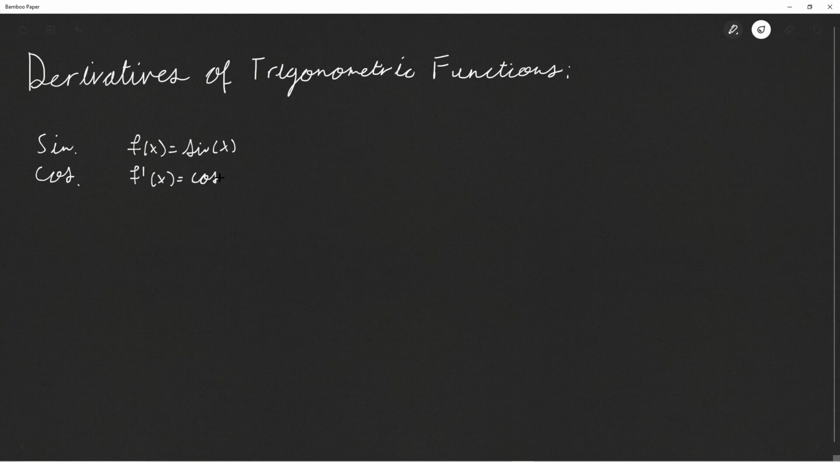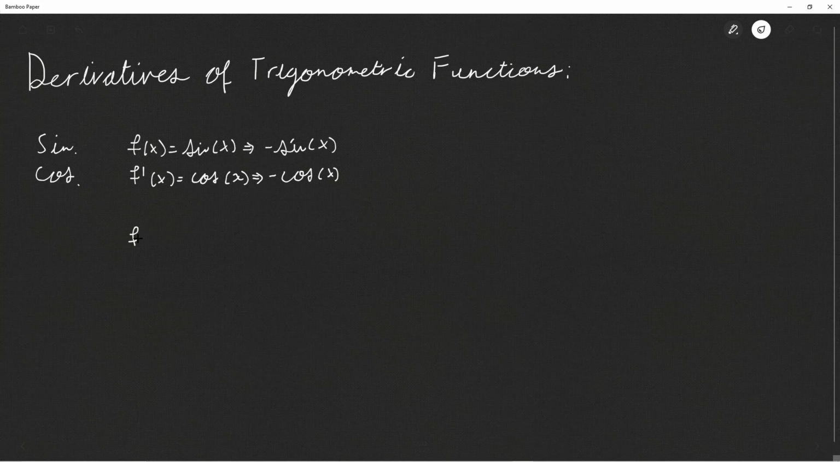change to cosine, and it will keep the sign of positive or negative. So if we had positive sine x like we have here, it becomes positive cosine x. However, if we had negative sine of x, the derivative will become negative cosine of x.